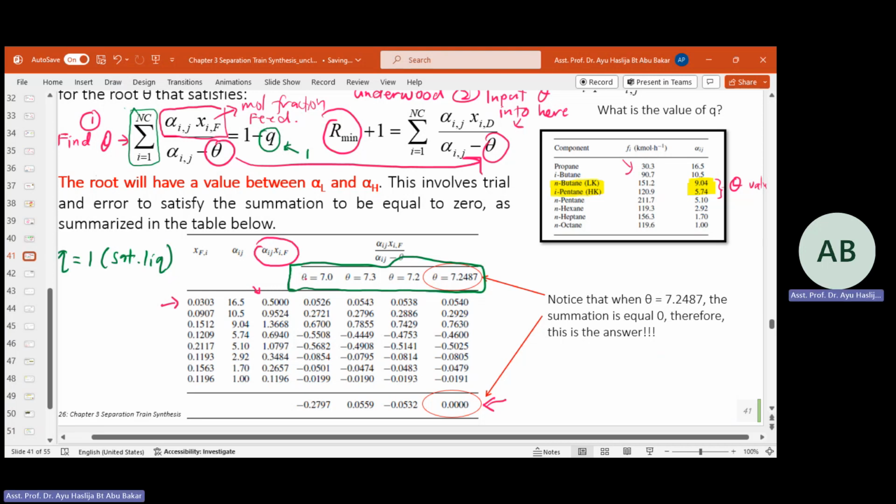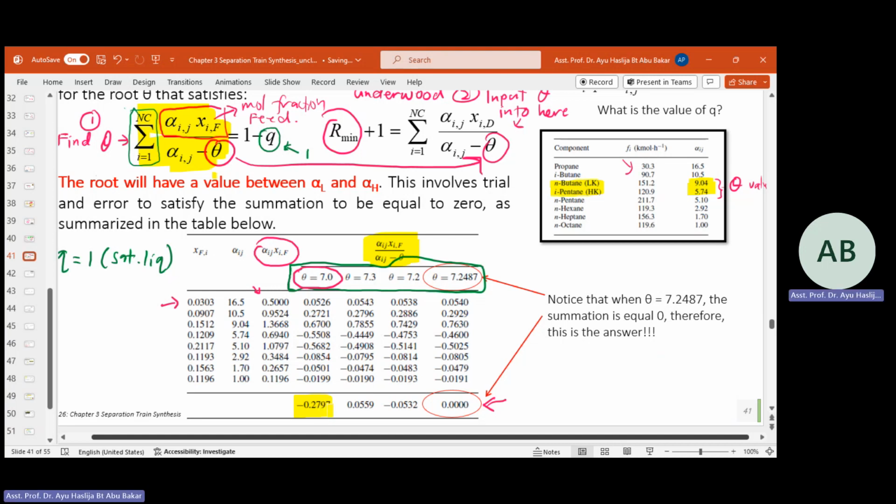Okay, I explain how to use the theta. Let's say you assume your theta is 7. Okay, we take this one, 7. Plug the theta value into this equation. Okay, that's why you see over here, it used this equation. So plug in the value of the theta into this equation. Then do the calculation and check out the total value.